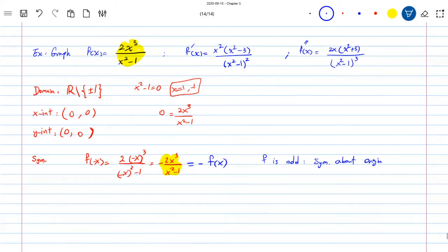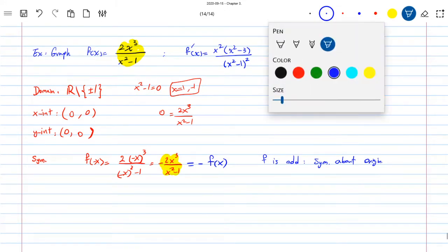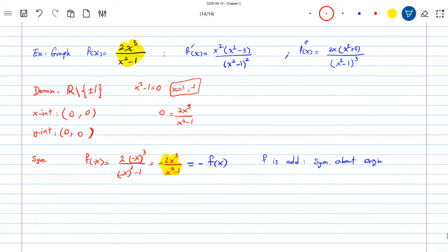Okay, on the symmetry, now let's focus on the horizontal and vertical asymptote. Vertical asymptote, we'll look at those two excluded points. x equal to 1 is one option, the other one is x equal to negative 1. You figure out the value of the limit f of x as x approaches 1.